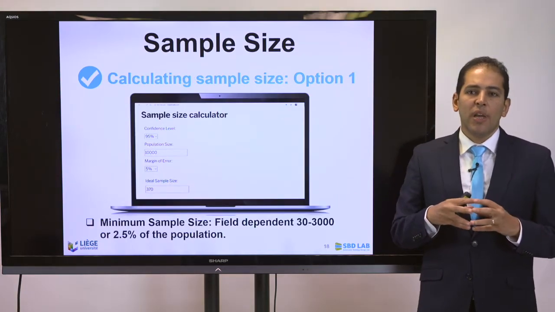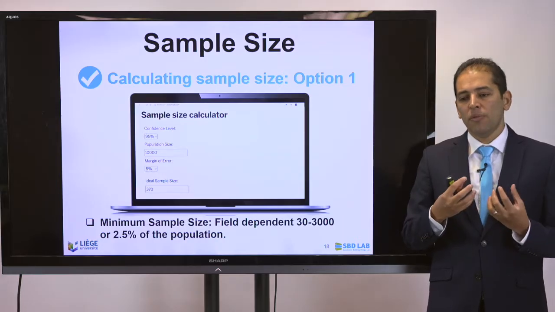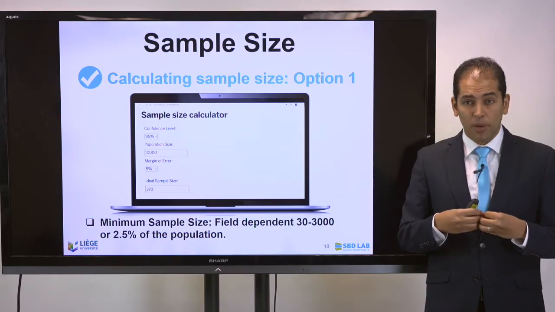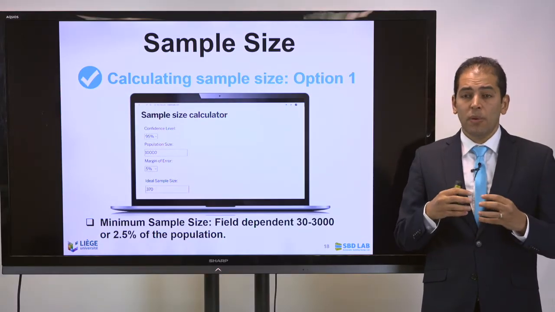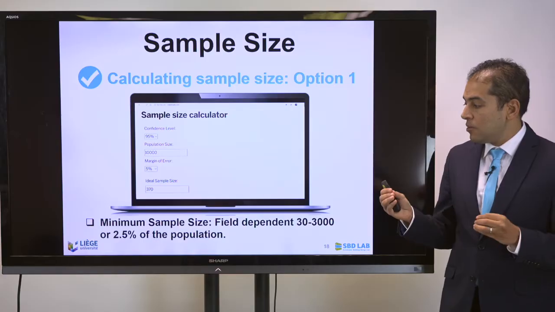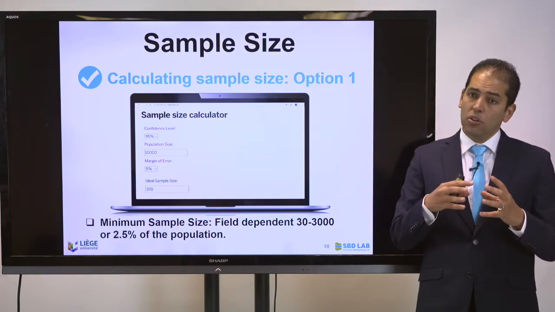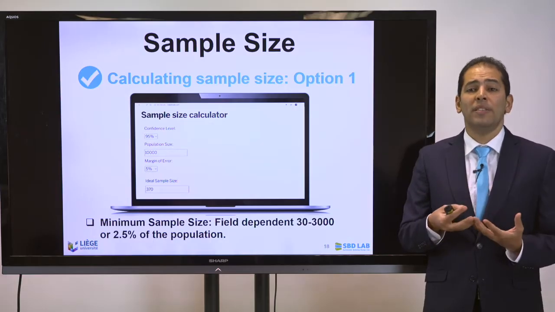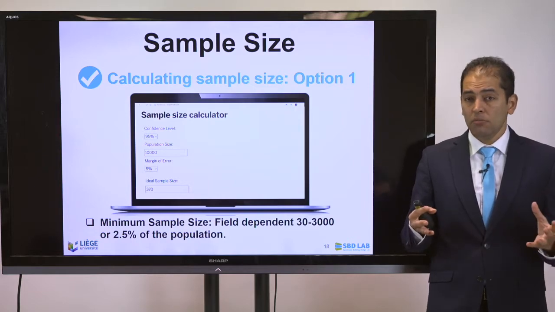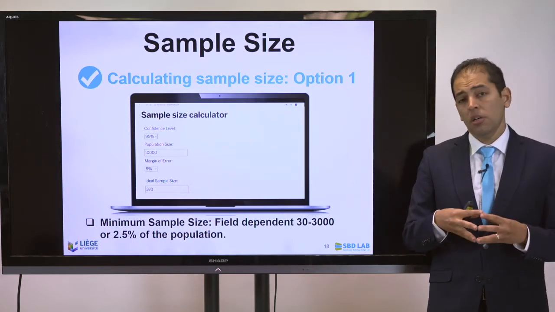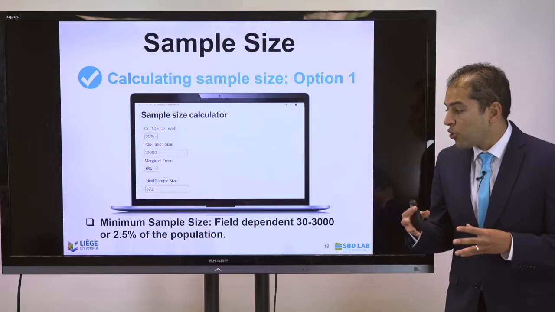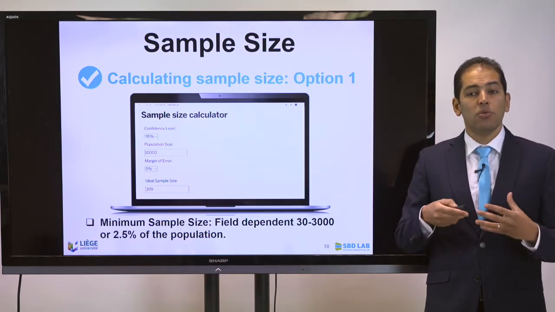Now, the sample size is a very important aspect, and many people are confused about how to define a sample size, what is the appropriate sample size when they are starting to do sampling. There are many methods. I will explain to you at least two methods in this presentation. So the first option that we have is that we work with the minimum sample size. And this is simply that, depending on your field, you will find some recommendation in your field for what is a recommended sample size. It can vary between 30 subjects up to 3,000 subjects, and sometimes it can also be defined as a percentage, something like 2.5 percent of the population. So this is one of the ways to define your sample.